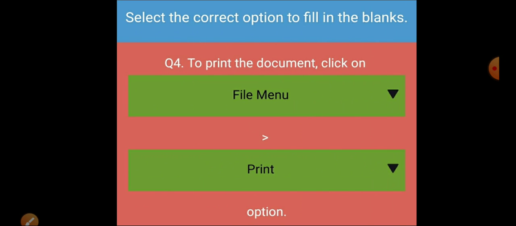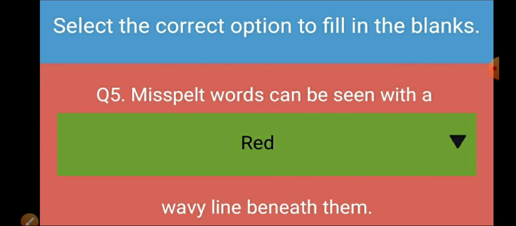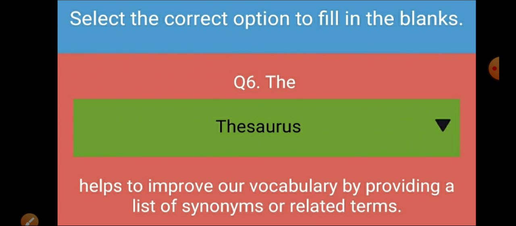To print the document, click on File menu and in the File menu, Print option. Misspelled words can be seen with red wavy line beneath them. The thesaurus helps to improve our vocabulary by providing list of synonyms or related terms.